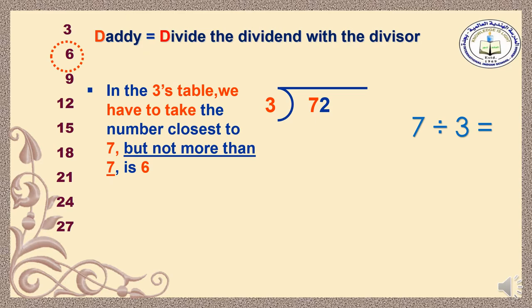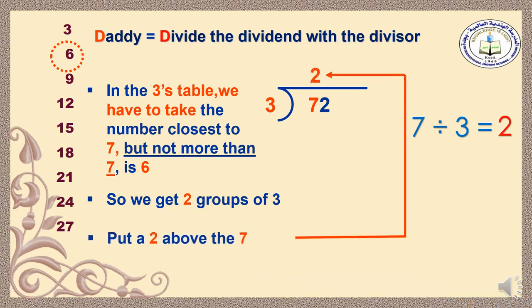So how many times is it? 3 ones are 3, 3 twos are 6. So we get 2 groups of 3. Now we have to put this 2 above the 7. We got the first step.